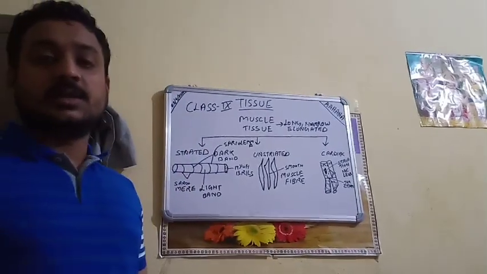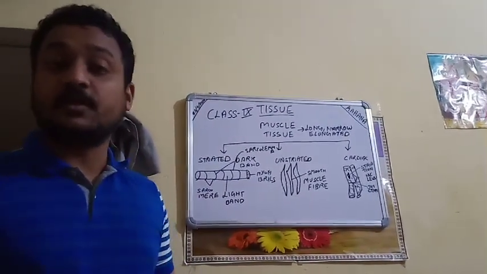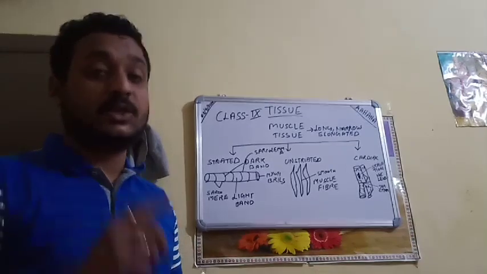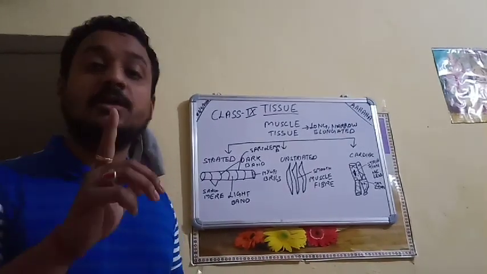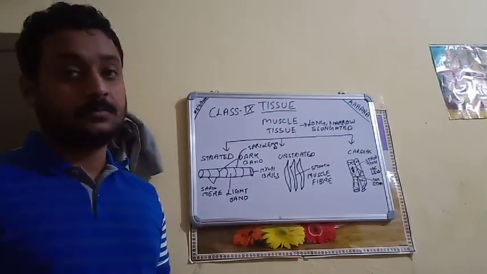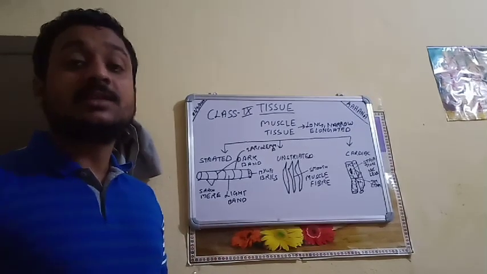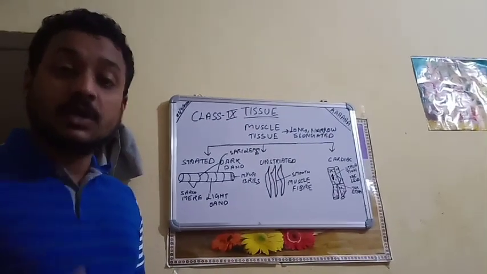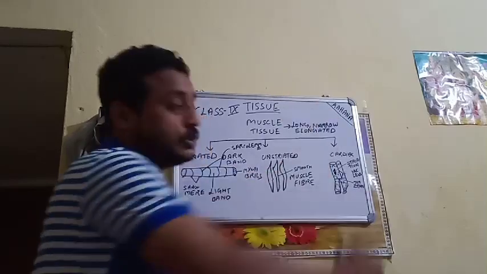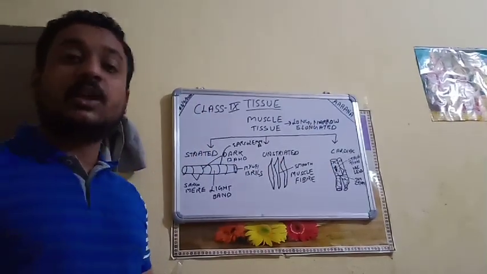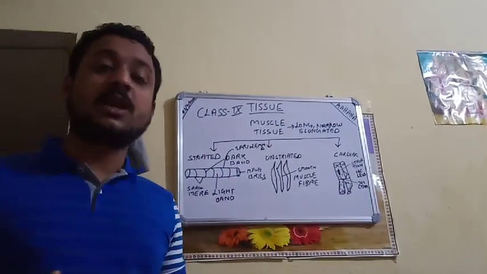All. Yesterday's and day before yesterday's class, we have seen about the animal tissue. We have started the animal tissue and we have learned about the epithelial tissue in the animals. Now, in today's class, we have to learn about the muscle tissue in the animals. So, there are four kinds of tissue in the introduction class of the animal tissue.